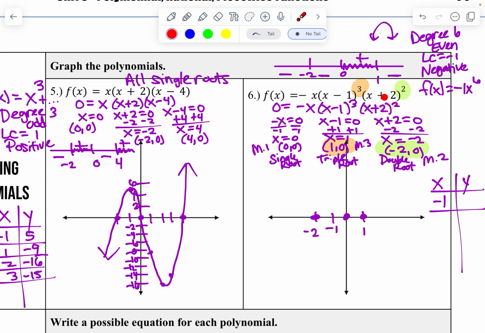Over here, this would just be 1. So we're just going to do negative 8 times 1, which will give us negative 8.